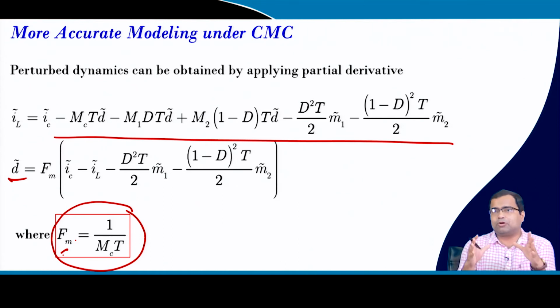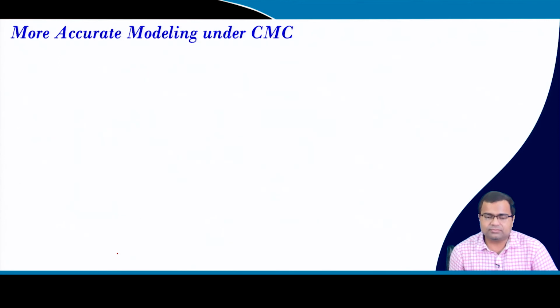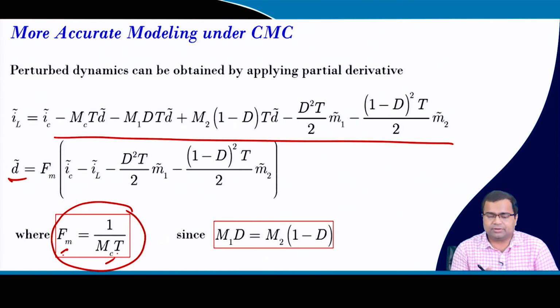That means, without ramp compensation this will become infinity, but if you take a very small slope, a high Fm, and I will show you for a higher Fm or smaller MC, this model that we are going to derive will almost resemble the model of the first order model. Okay, since at steady state M1D comes from the steady state ripple criteria.